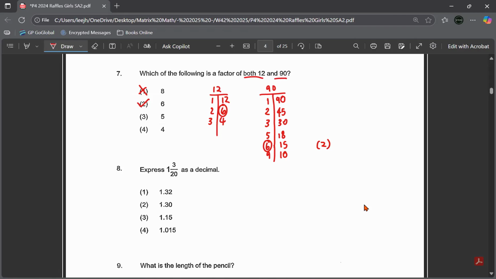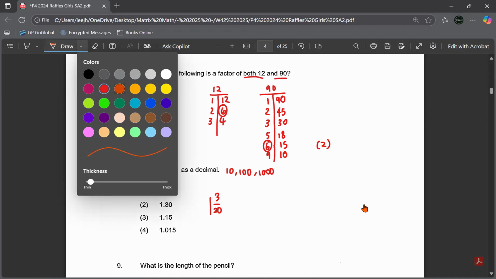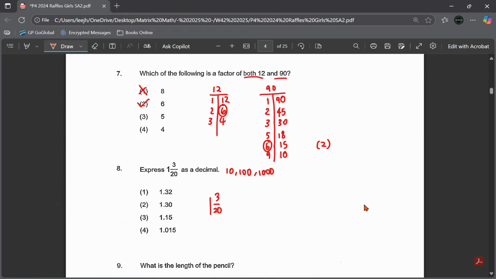Question 8. Express 1 3/20 as a decimal. When you convert to a decimal, remember your denominator must change to 10, 100 or 1000. In this case, 20, you have to change to 100 because you cannot go back to 10. So this one times 5, this also times 5. It will be 115 over 100. So changing it to a decimal is 1.15. Number 3.